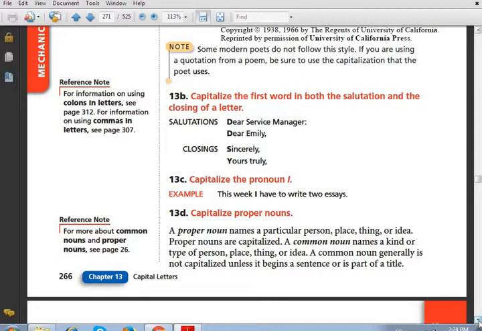Okay. Another rule, capitalize the first word in both the salutation and the closing of the letter. Just like the examples below: Dear Lauren. Here, guys, in the salutation, I capitalized D in Dear. Dear Mr. John, I capitalized D too. Okay, so when I close any letter, I close it mostly with Sincerely or Yours truly. I capitalize the first letter in Sincerely, just like Sincerely yours, or Yours truly, I capitalized Y.